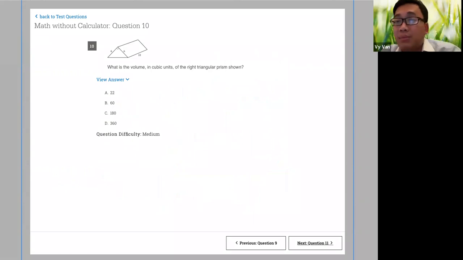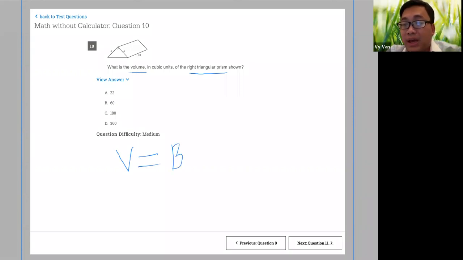This is a geometry question. So what do they ask? They ask for the volume of the right triangular prism. In order to find the volume of a prism, here's the general formula. A prism is a 3D shape with 2 bases. Here the base is a triangle. So the volume is base times height, and this capital B is the area of the base.